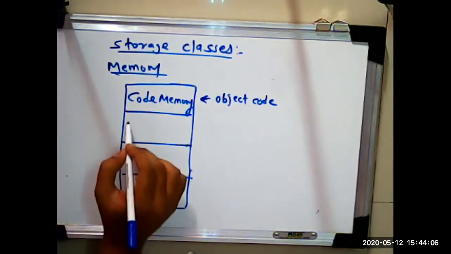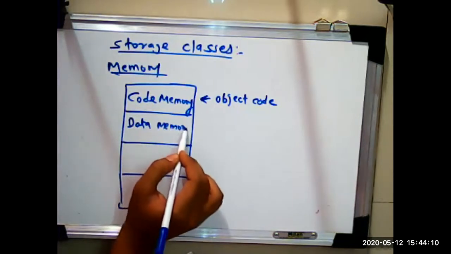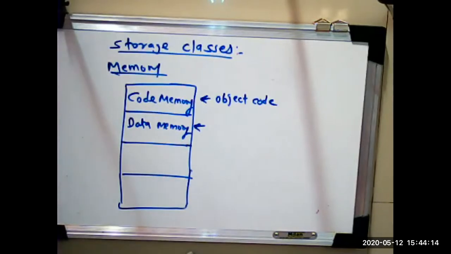The second type of memory is the data memory. What is the use of the data memory? The data memory contains the data related to the program. It doesn't contain the data related to your function. It contains the data related to the process or the program.